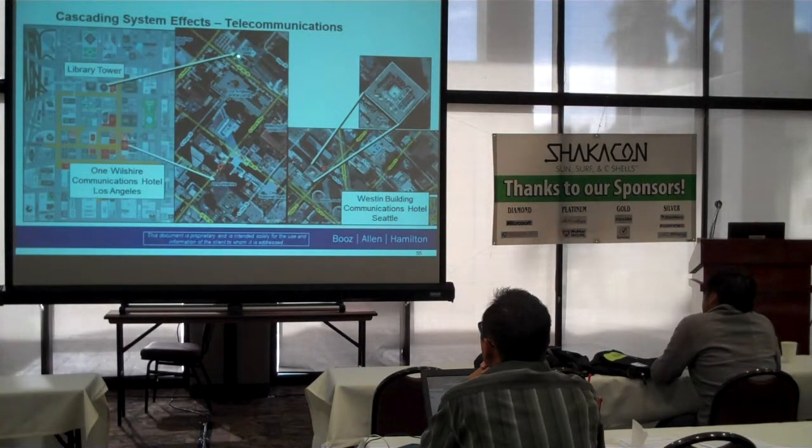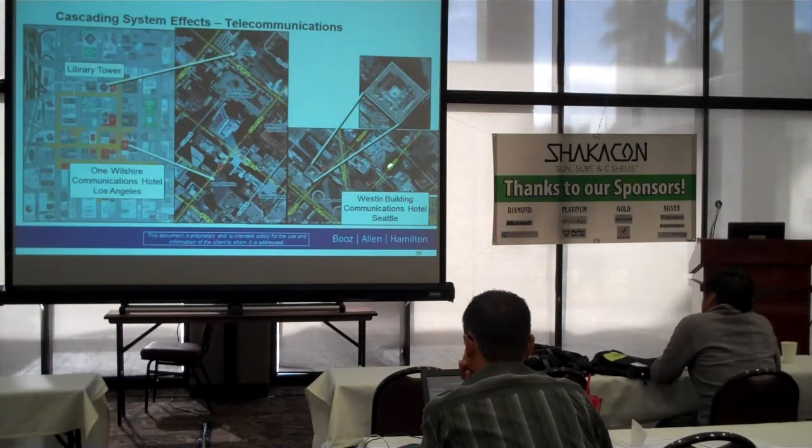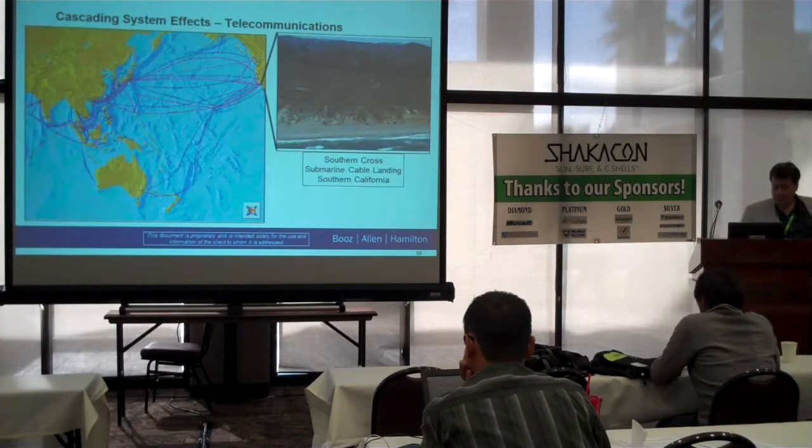Library Tower is right here, so it's basically two blocks away. If something happens like a 9/11 on the Library Tower because somebody decides to take out the tallest building west of the Mississippi, the One Wilshire communications hotel in Los Angeles that Honolulu relies on becomes a target. And we have the same thing in the Westin Building in Seattle, which is another comm hotel that Honolulu uses. Most of you didn't know that.